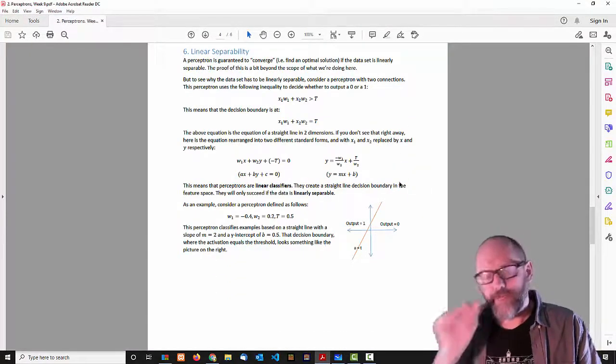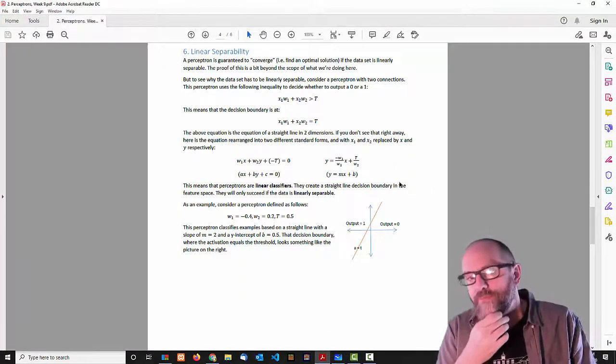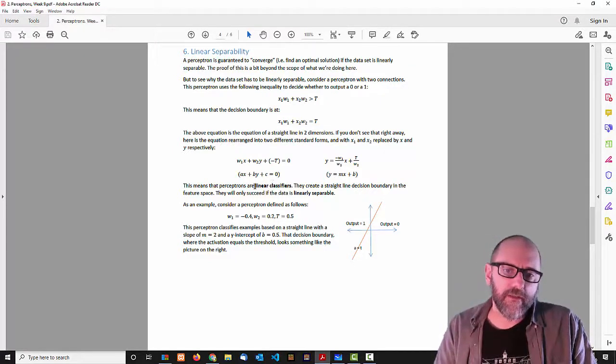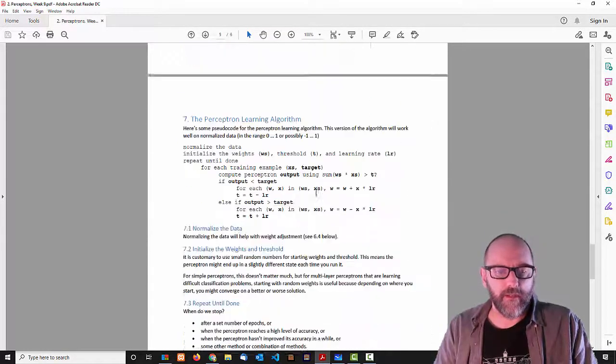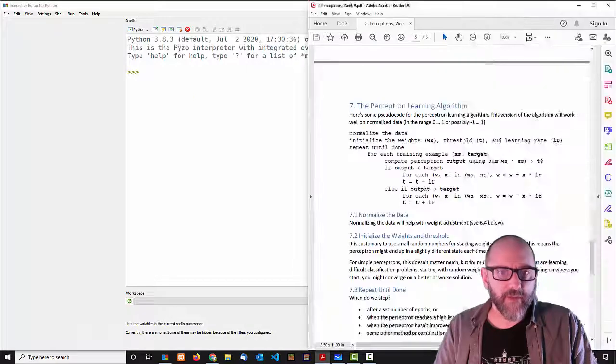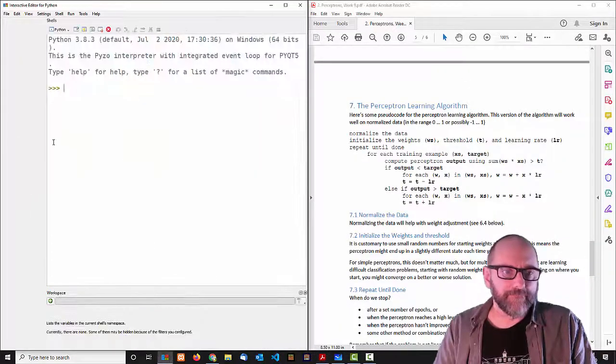So that's the big takeaway from that, is that perceptrons are linear classifiers. They'll only really succeed well if the data is linearly separable or more or less linearly separable. Now let's just talk a little bit for a second here about the perceptron learning algorithm.